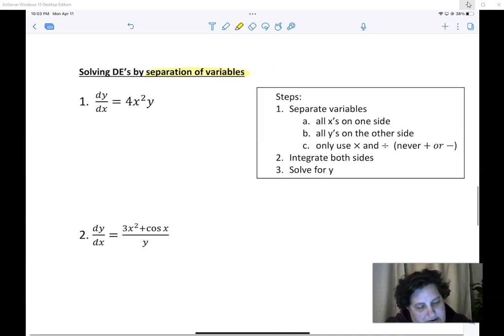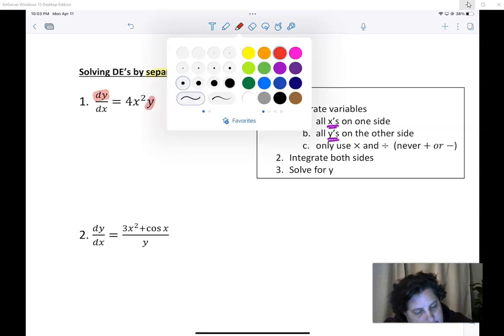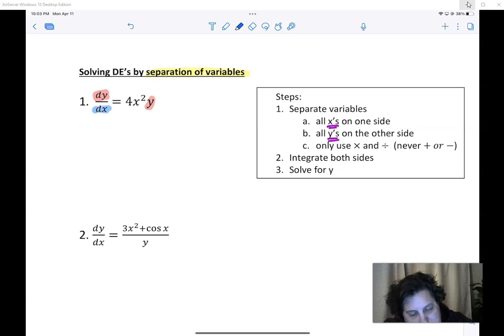Okay. And I wrote up your steps over here. Basically, what we want to do is get all the x's on one side and all the y's on the other side. Okay, now check this out. I've got a dy and a y right here, and I've got a dx and an x right here.